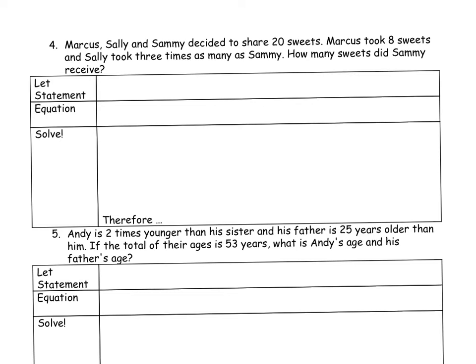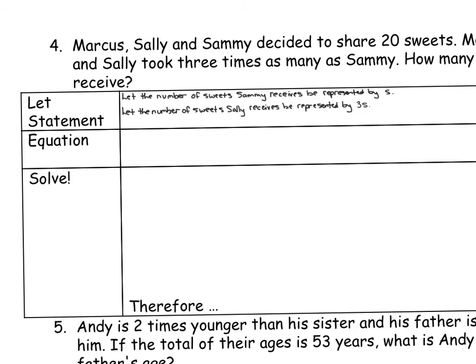So we know that Marcus just took 8. So we don't have to assign a variable to Marcus. So then we keep going and say, it says that Sally took 3 times as many as Sammy. So our variable is Sammy. So my let statement: let the number of sweets Sammy receives be represented by S, and let the number of sweets that Sally receives be represented by 3S, because Sally took 3 times as many as Sammy.